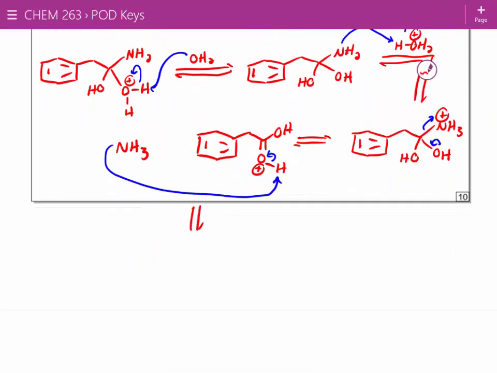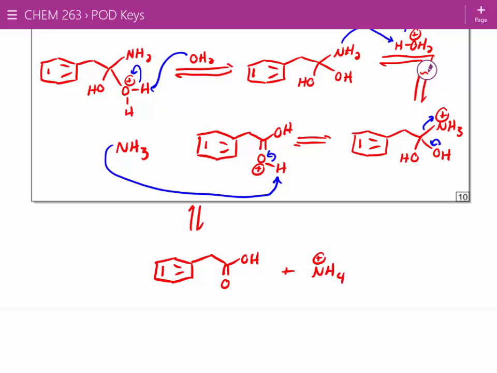Isn't the ammonia a gas? In this case, if it's in solution, it'll stay in solution. So if you ever buy Windex, you can actually smell ammonia in solution. All right, so we get our carboxylic acid plus the ammonium ion.